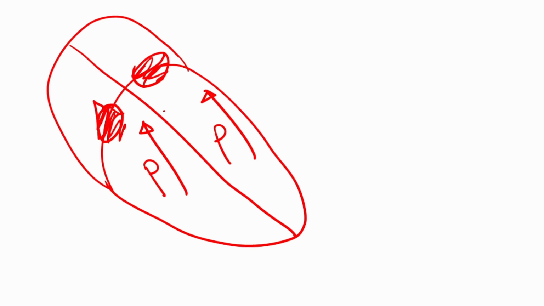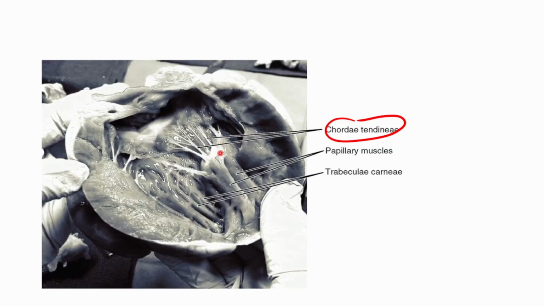To solve this physiological engineering challenge, tendon-like cords called chordae tendineae are attached to the free edges of the valve cusps. In this diagram, you see the cut section of the heart, and the chordae tendineae are attached to the free edges of the valve cusps over here. Then, anchoring these cords to the ventricular floor, we have specialized muscular pillars projecting from the myocardium, the papillary muscles. These are the papillary muscles, and they are attached to the wall of the myocardium, as you can see here.